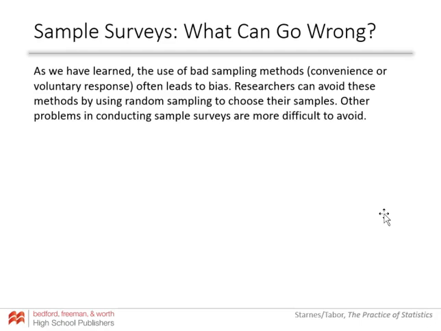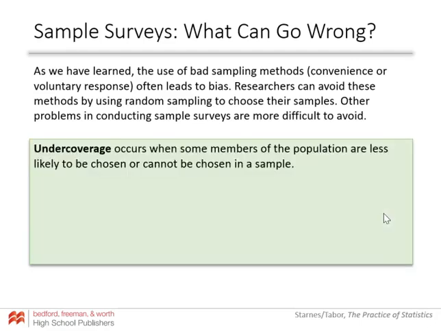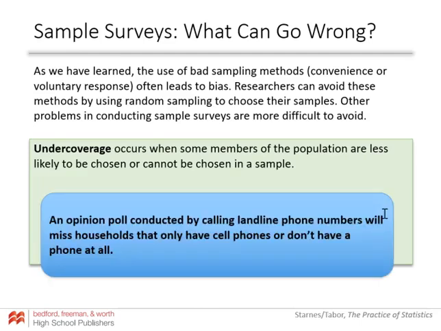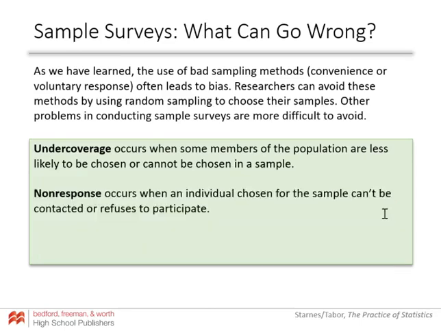The other thing, some other sources of bias that we want to make sure we look out for. Undercoverage is when we have some members of the population that are less likely or simply cannot be chosen. For example, if I did a poll by selecting landline phone numbers, then anybody that only has a cell phone or doesn't have a phone at all cannot be a part of my sample, so that I have undercoverage there.